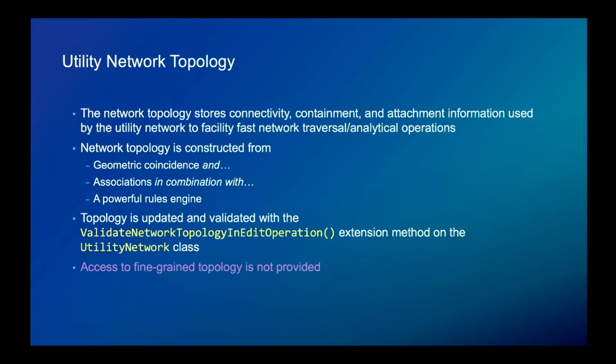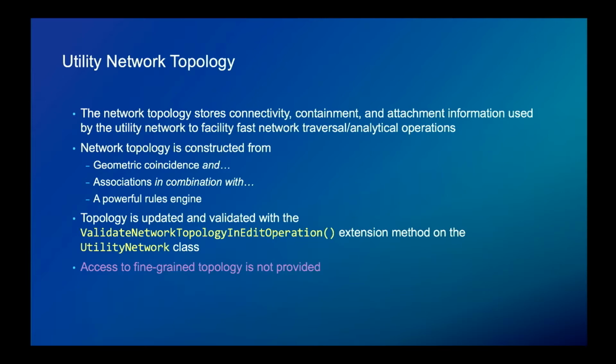So network topology, the routines around network topology. For those who aren't familiar with the idea behind the utility network topology, it is essentially an index that contains all the containment, connectivity, and attachment information used by the utility network. It's created from a couple of things. It's created by features that are geometrically coincident, and in that respect, it's like the old geometric network, but it also uses the associations that you've added to your system, along with the rules engine. So two features that are not allowed to connect, we don't connect them.